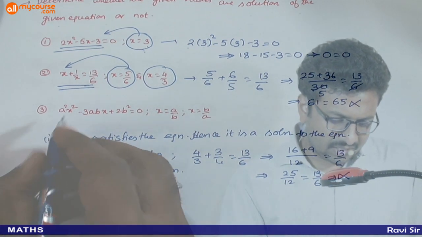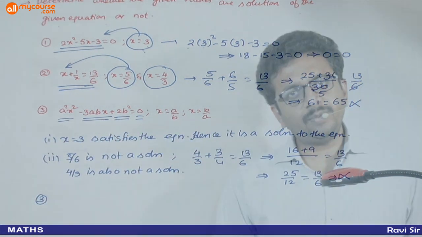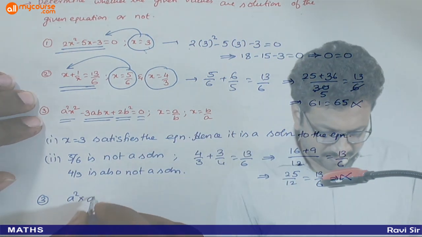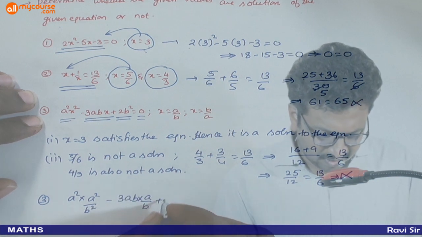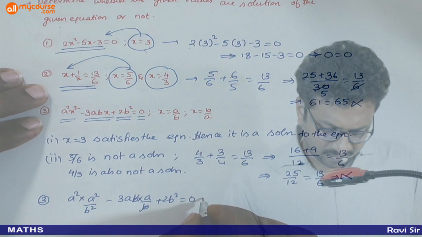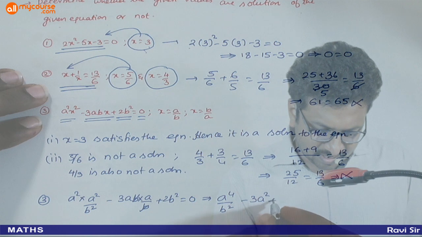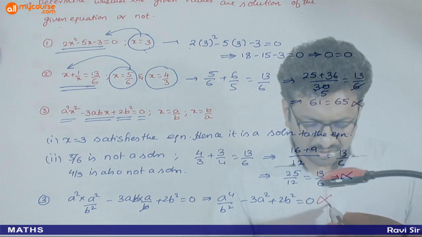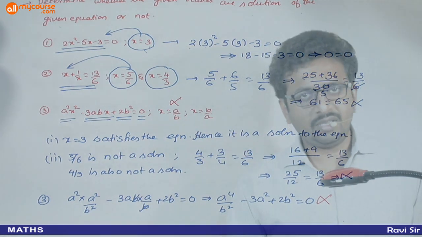Next, a square x square minus 3abx plus 2b square is equal to 0. X is equal to a by b and b by a. Let us check. So a square into, if you check a by b, a square by b square minus 3ab into a by b plus 2b square is equal to 0. B and b gets cancelled. So a power 4 by b square minus 3a square plus 2b square is equal to 0. Obviously, this need not be 0. If 0 equal to 0 does not come, that means a by b is not a solution to this equation.